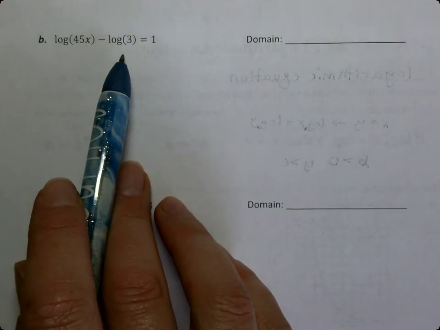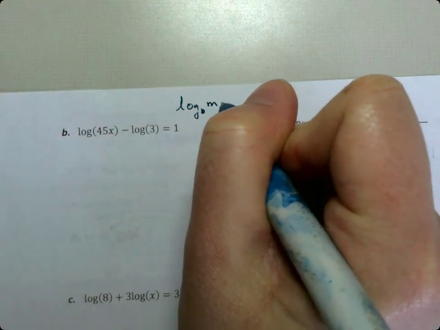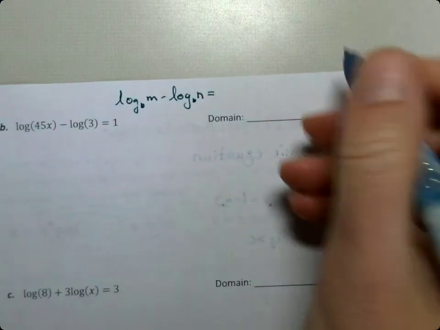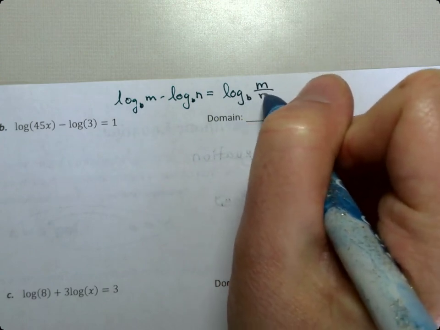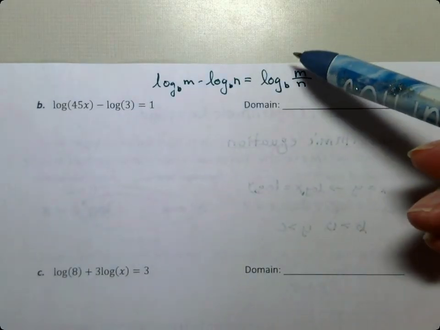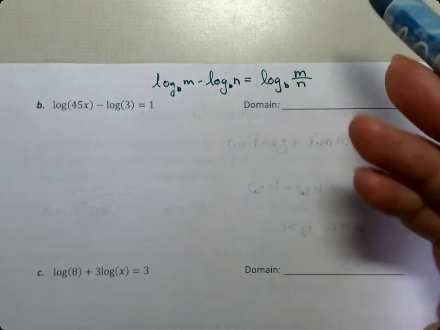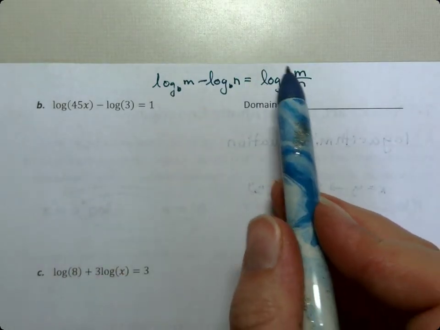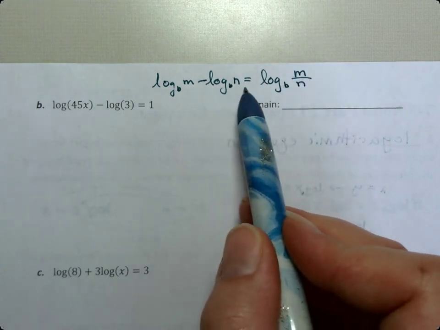These are the rules that we need to know. The rule was log base b of m minus log base b of n equals log base b of m over n. I'd write this down. Now, if I had division, I could break it up with subtraction, so I need to know that rule. If I'm subtracting two logs, I can write it as the same log of m divided by n. The bases have to be the same, though.